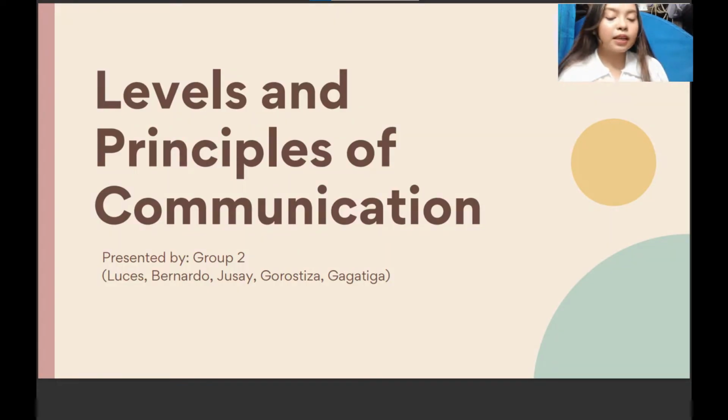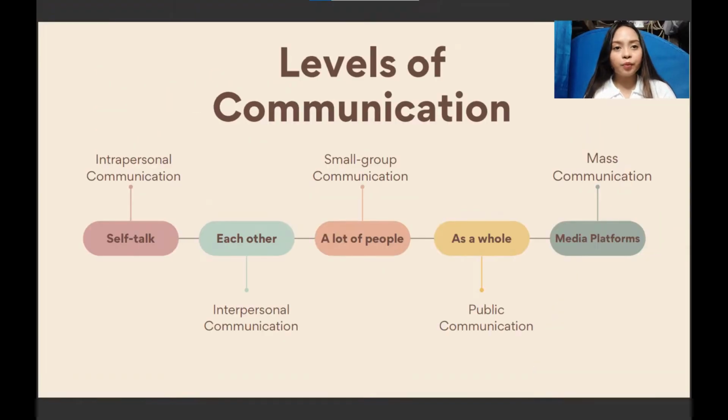So first, let me define communication. Communication is simply the act of transferring information from one place, person, or group to another. Giving, receiving, and exchanging information are all parts of communication, which might take the form of talking, writing, listening, or reading. Now, in communication, we have 5 levels. We have intrapersonal, interpersonal, small group, public, and mass communication.